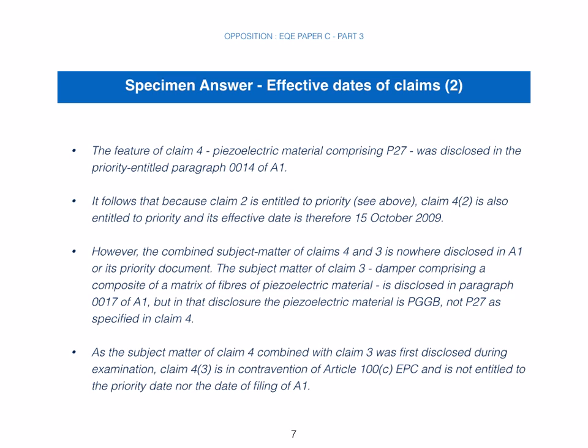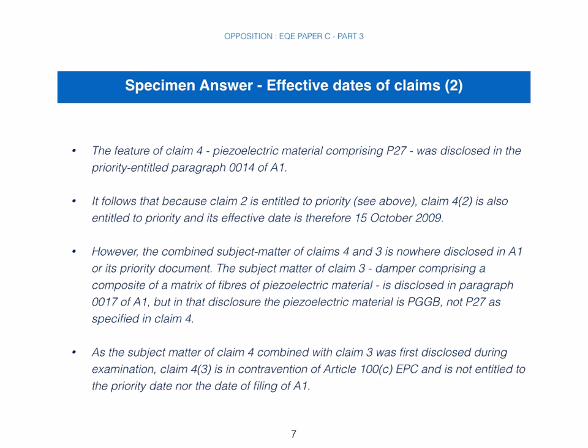As the subject matter of claim 4 combined with claim 3 was first disclosed during examination, claim 4 combined with 3 is in contravention of Article 100(c) EPC and is not entitled to the priority date nor the filing date of A1. So there's a statement, and it makes quite a nice hors d'oeuvre for the statement of opposition, the next section of which will introduce the prior art.